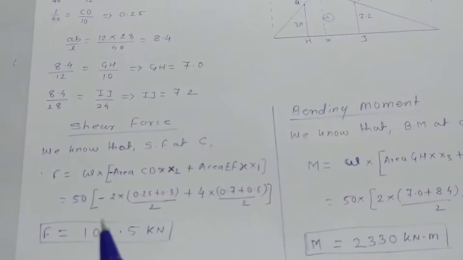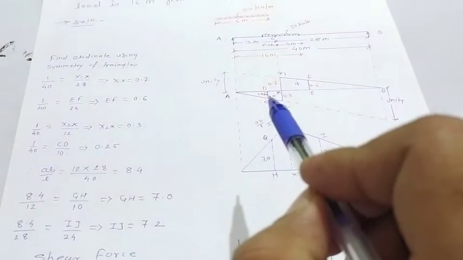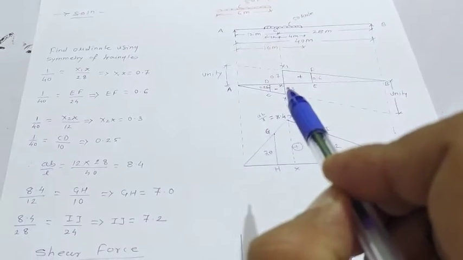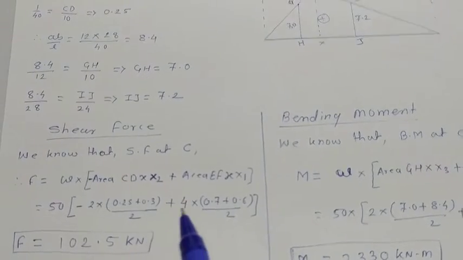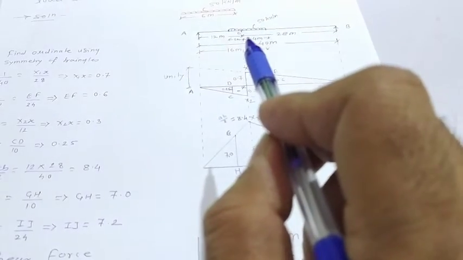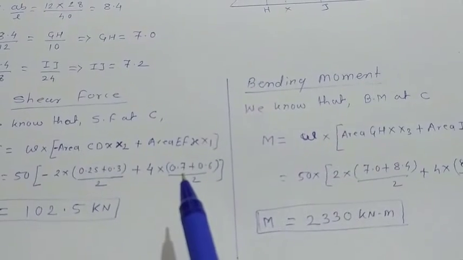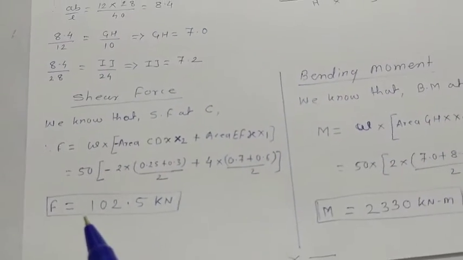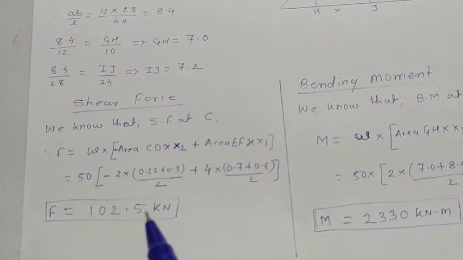So 50 into 2, the span of UDL on negative area, multiplied by average height. We have two heights, 0.25 and 0.3, so we take the average: 0.25 plus 0.3 by 2. Similarly for positive area, the base is 4 meter and the heights are 0.7 and 0.6, so take the average of 0.6 and 0.7 by 2. You will get the total shear force of 102.5 kilonewton.